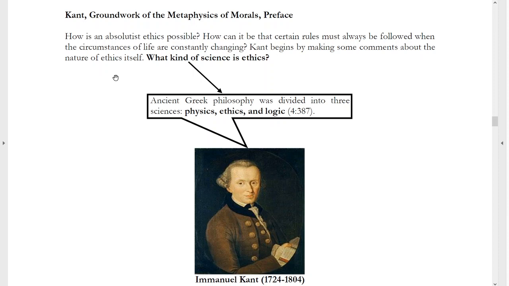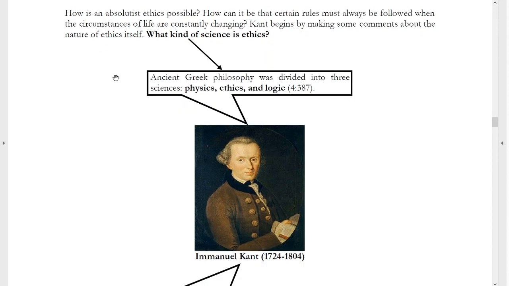For Kant, in order to understand this, we first need to understand what kind of science ethics is. What kind of discipline is ethics? And that's really one of the main things he's trying to accomplish in this preface. Now, he tells us at the very beginning that there's a traditional division of the sciences, coming from ancient Greek philosophy, into physics, ethics, and logic. Okay, now this might seem somewhat strange to us now, because when you ask how many sciences there are, you say, well, there's more than I can count. There is physics, but there's also chemistry and biology and zoology and so on, right? So a couple of points here.